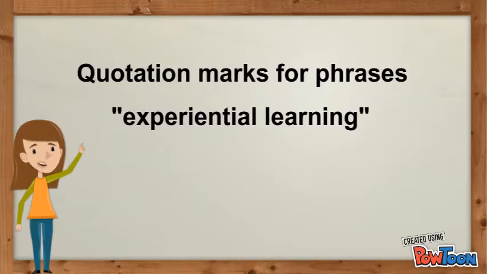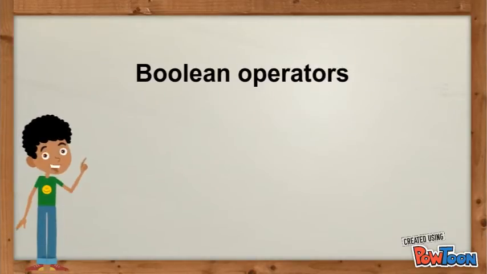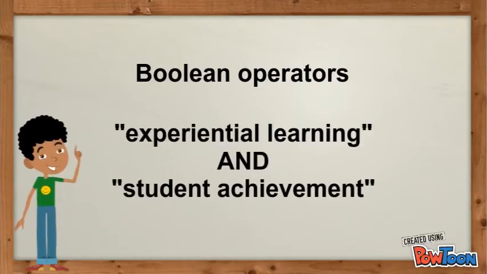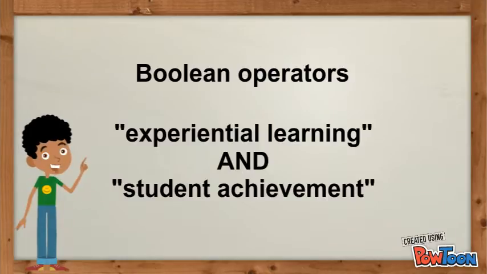Secondly, you can use operators such as AND or OR to help narrow your search. For example, if you were to type into the database search experiential learning AND student achievement, you would only receive results that contained both the phrase experiential learning and the phrase student achievement.